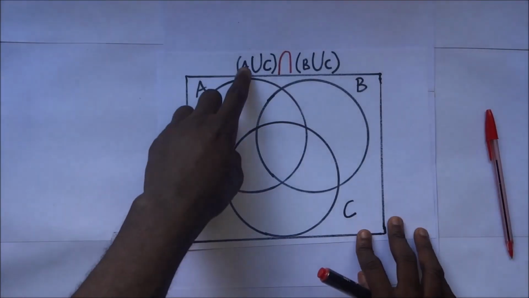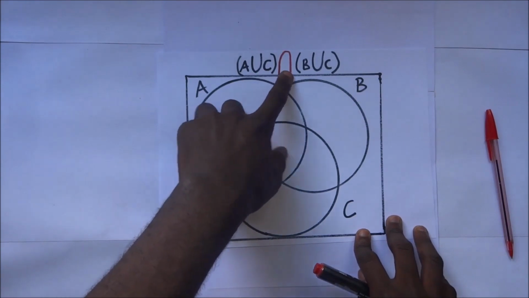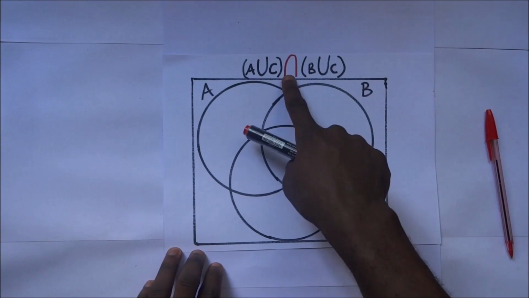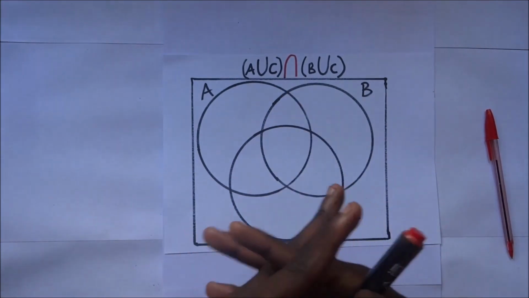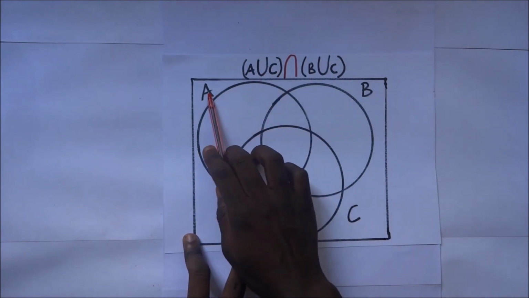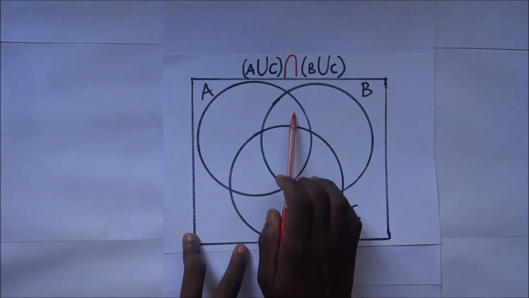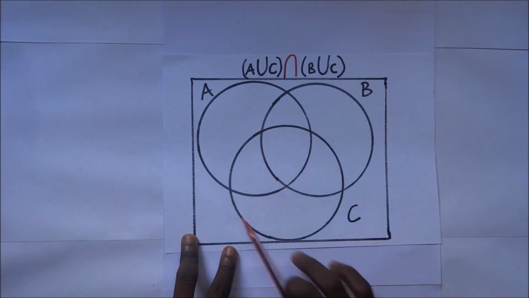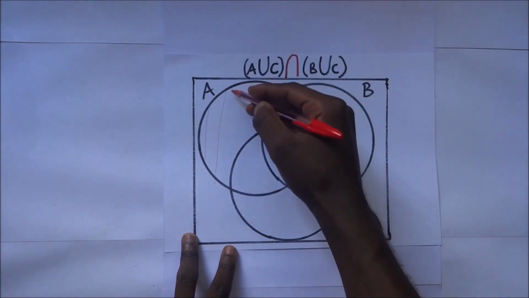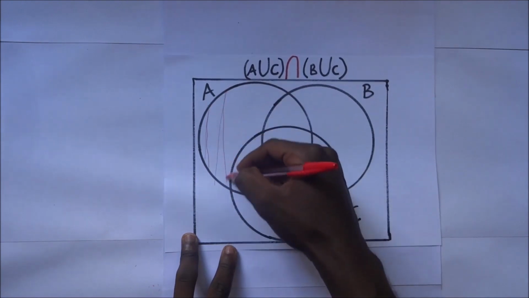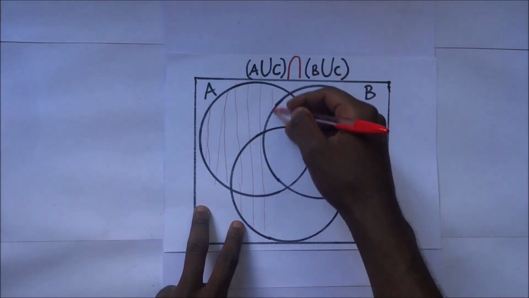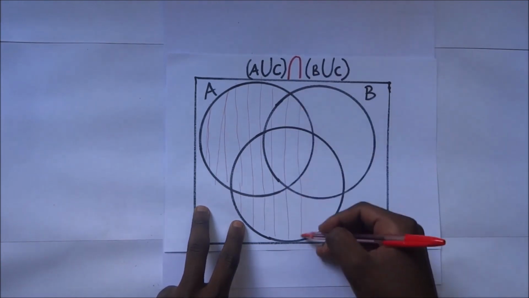Then we have A union C intersection B union C. So when we are dealing with intersection, we need to discover where the lines are intersecting. Let's first shade A union C. This is A, this is C. This is set A, and that is set C. So A union C means you're going to shade everything like that. Let's use vertical lines for A union C. A union C is that.